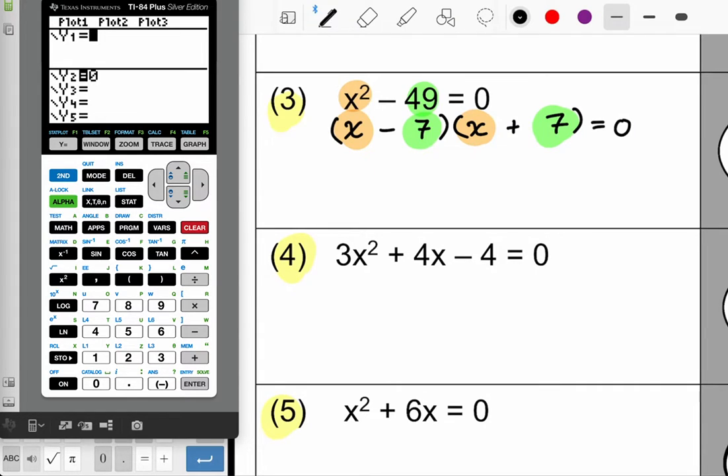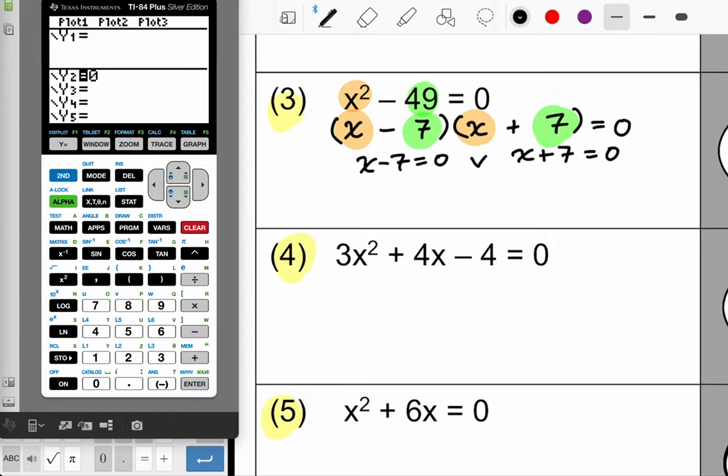Take each of those factors and set them equal to 0. Don't forget the or symbol. I'm going to be looking for that. When we take a test on this, if you don't have the or symbol in there, you're going to lose some credit. Not a lot, but enough that it'll be annoying.